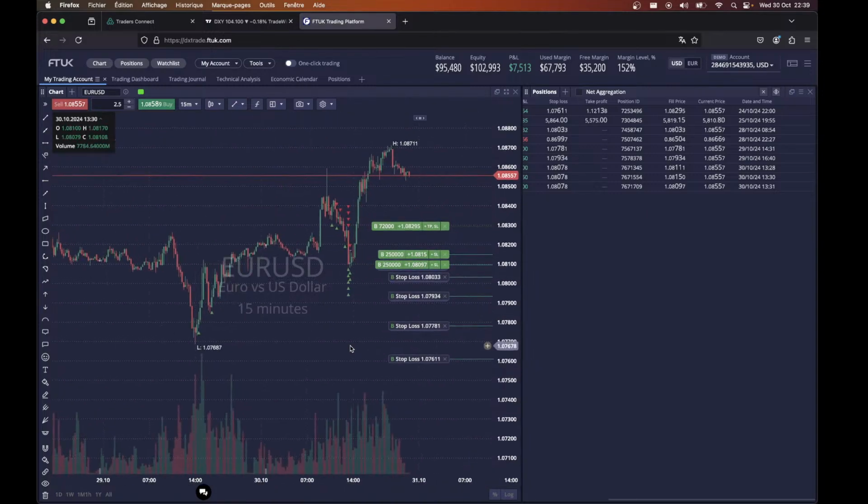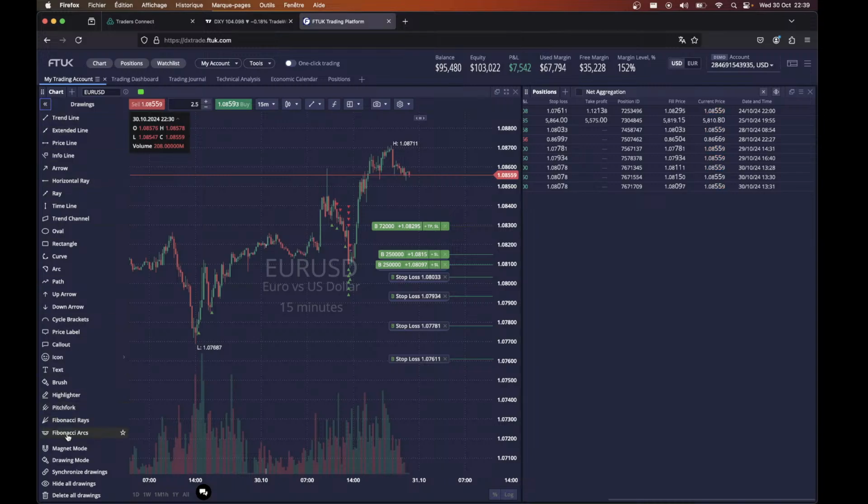So we were getting out of this. My first long was here. I added up here. We went up, we broke the structure. I don't know if I have Fibonacci retracements. Fibonacci arcs, I don't know what that is. I don't know if we have Fibonacci retracement in this tool set. Oh, Fibonacci retracement from the low.